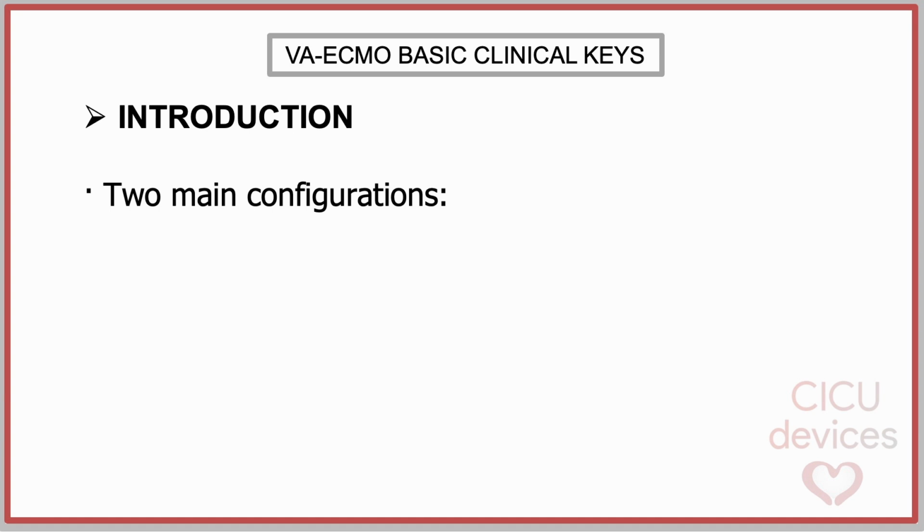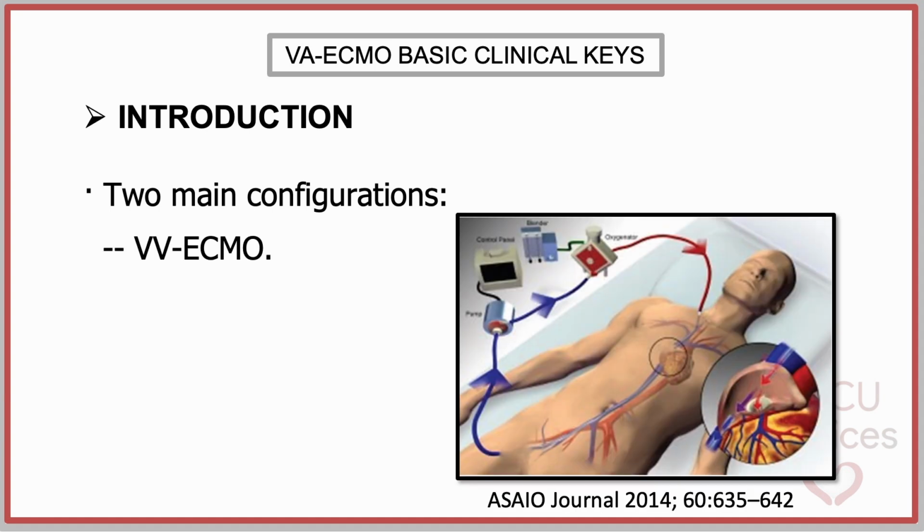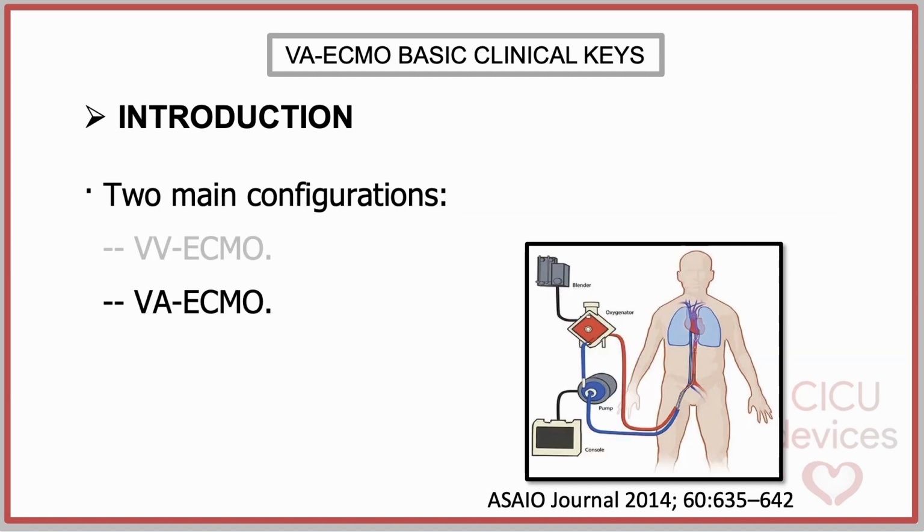ECMO systems are broadly classified into two main configurations. Veno-venous ECMO, which provides respiratory support in patients with severe but potentially reversible respiratory failure, and Venoarterial ECMO, which provides both circulatory and respiratory support in patients with severe cardiac failure or circulatory collapse. In this video, we'll focus on the latter, as it is the most commonly used configuration in the cardiovascular intensive care unit, particularly in cardiogenic shock and extracorporeal cardiopulmonary resuscitation.